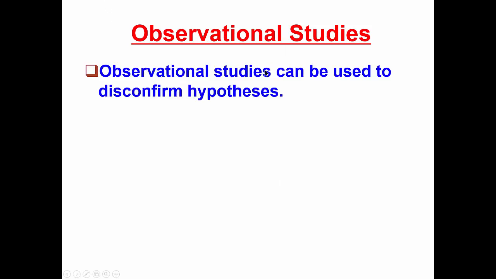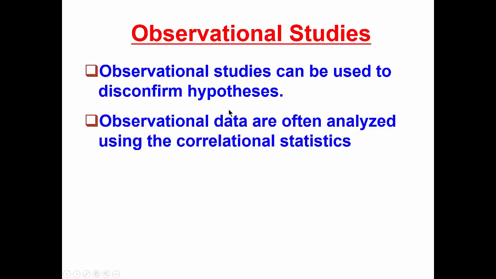First, we should note that observational studies can be used to disconfirm hypotheses. This is also true of experimental studies, but we will explore experimental studies in a different video. Observational data are often analyzed using correlational statistics, and I use the plural of the word statistics here because there's really a family of correlational statistics that are often used for observational studies. To be clear, these same statistics could also be used in experiments, but we frequently see them in observations, so it's appropriate to introduce them here.